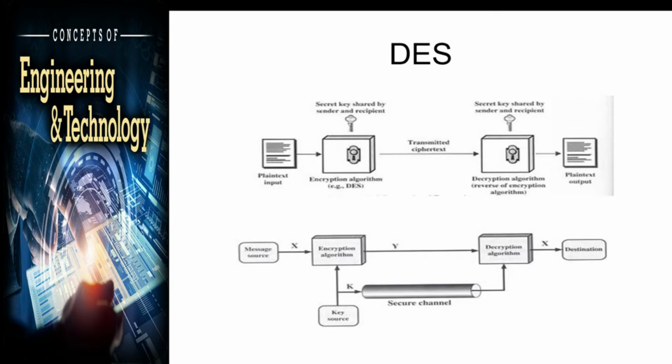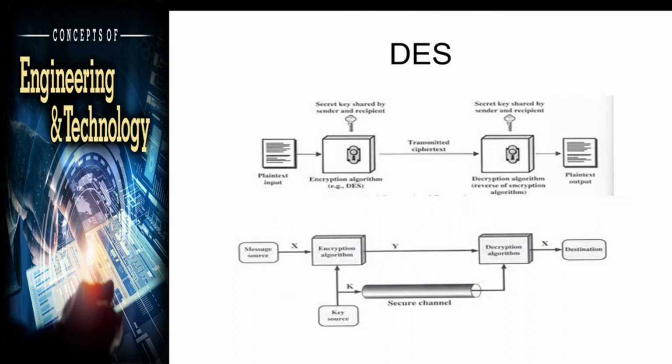The plain text input we are giving is given to the encryption algorithm. So we are following the encryption algorithm procedures. Here, the secret key is shared by the sender and the receiver. So the sender will have the secret key as well as the receiving party. With that secret key, they can run the decrypt algorithm to get the original information.